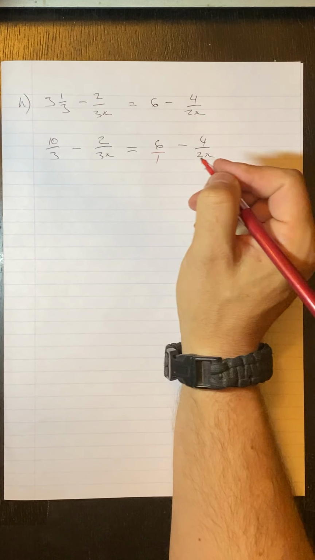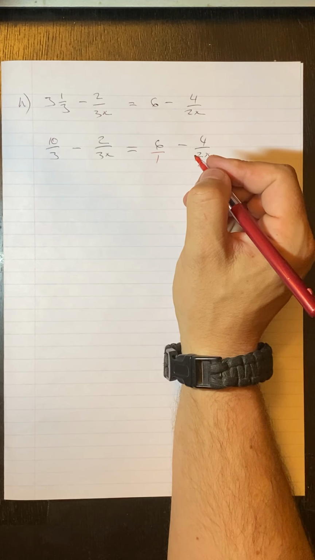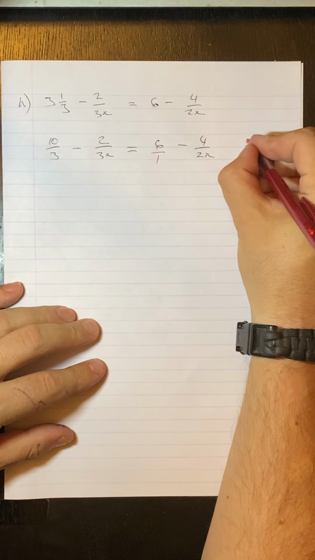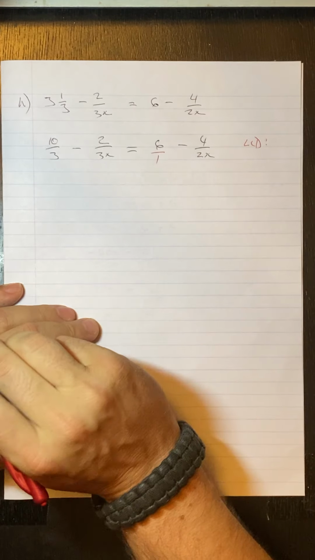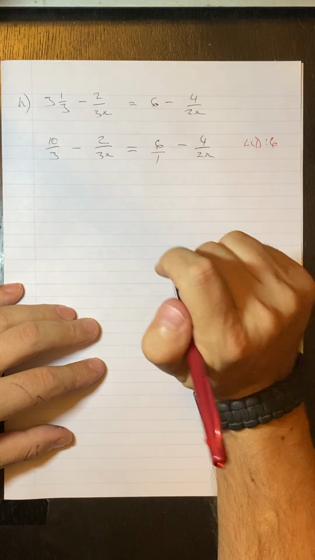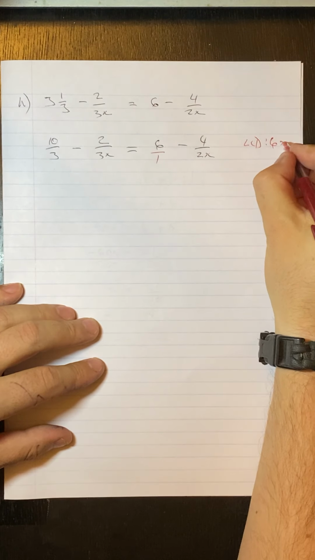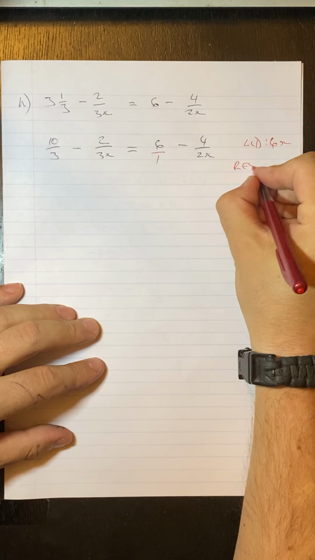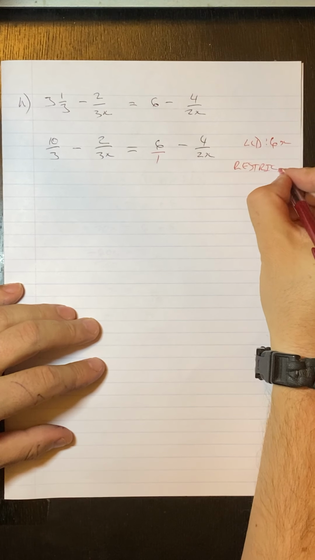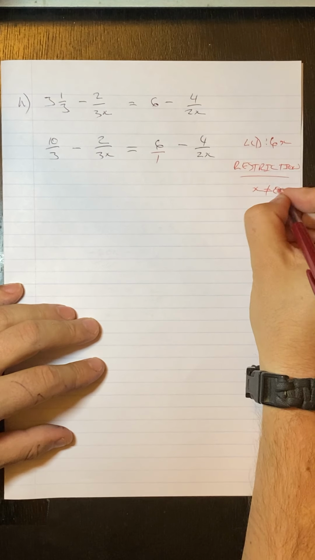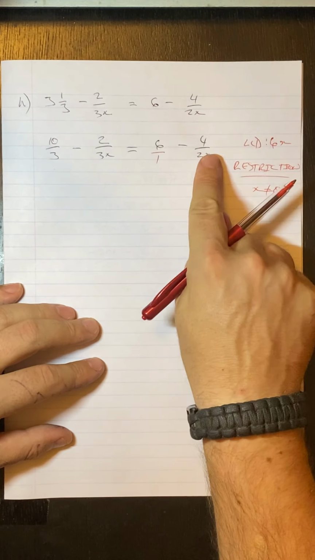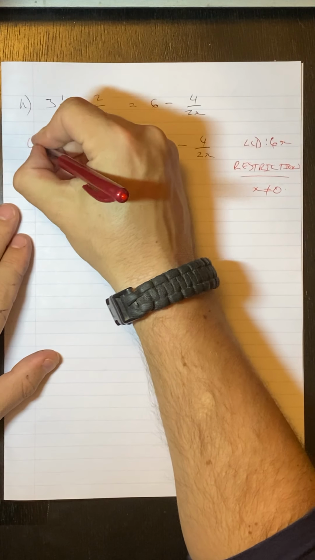That's over a secret 1. And then LCD, 3, 3, 1, and 2. So 6 is the lowest number they're going to, and we need that x. List our restriction. X cannot be equal to 0. Okay, multiply each term by our LCD.